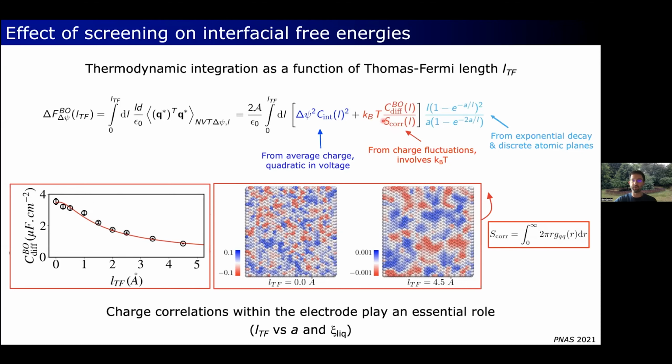This is why it involves the thermal energy k_BT, the differential capacitance and how it depends on the Thomas-Fermi length, and also a correlation area, this S_cor here, which is illustrated here. So you have, for a given configuration of the electrolytes, two charge distributions corresponding to a zero L_TF or a finite L_TF, and you see that the screening length inside the metal changes a lot how the charge is distributed.